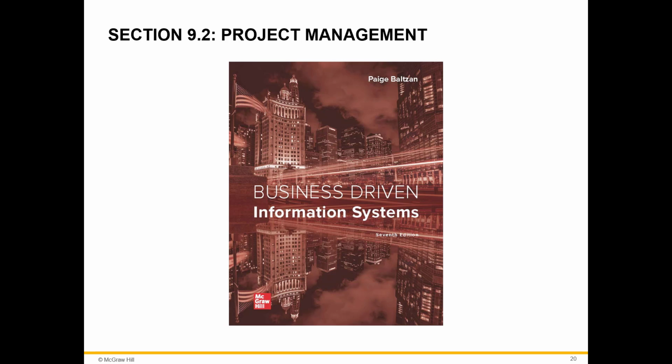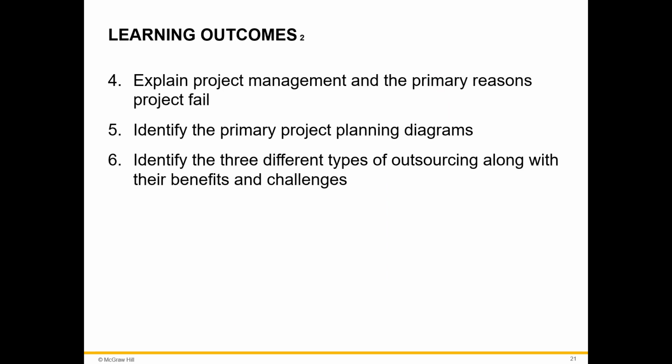Section 9.2 Project Management. Learning outcomes intended for this section include explain project management and the primary reasons projects fail, identify the primary project planning diagrams, and identify the three different types of outsourcing along with their benefits and challenges.